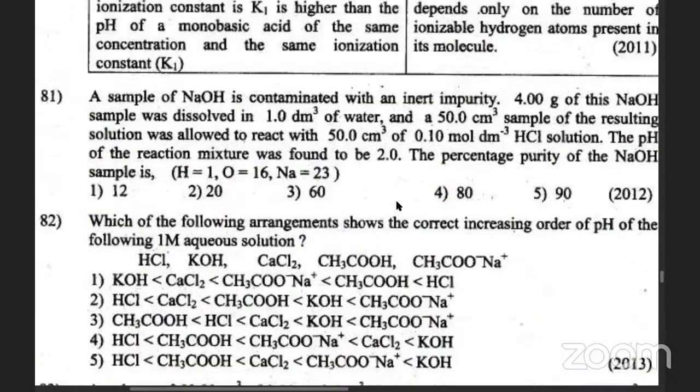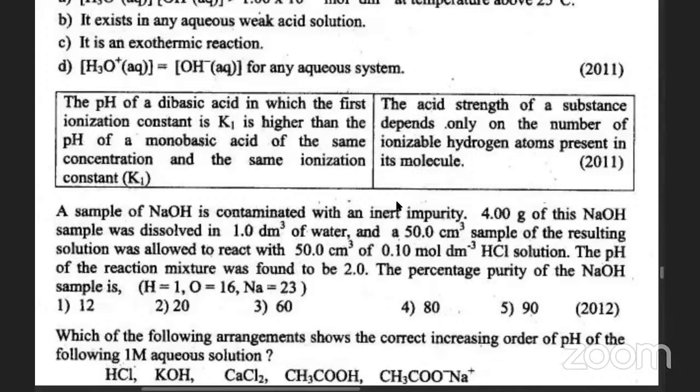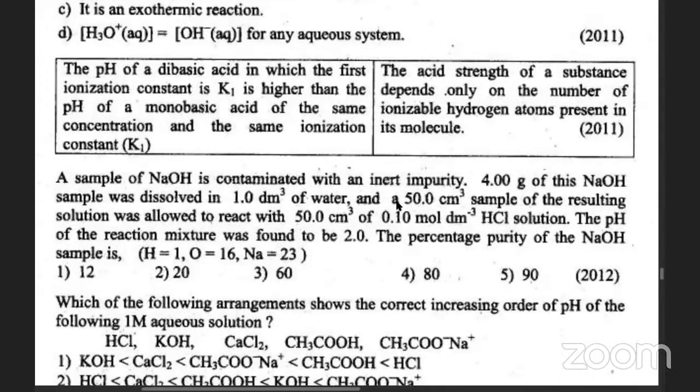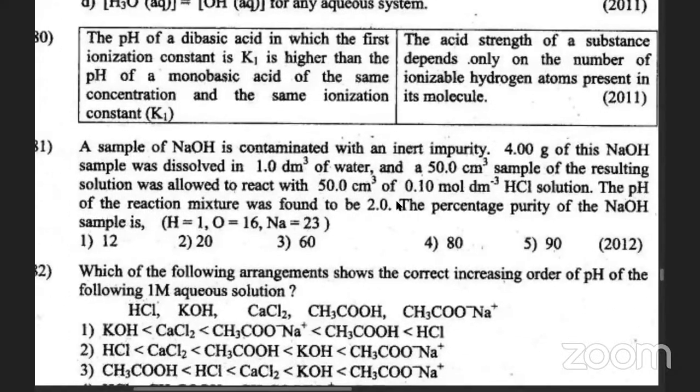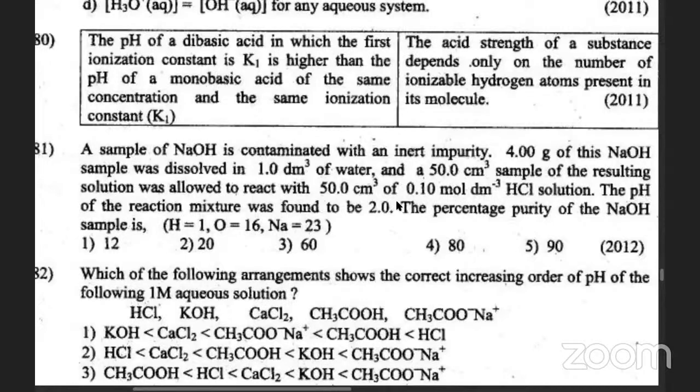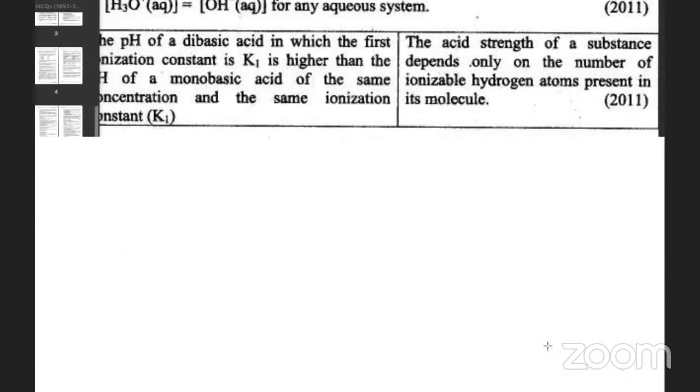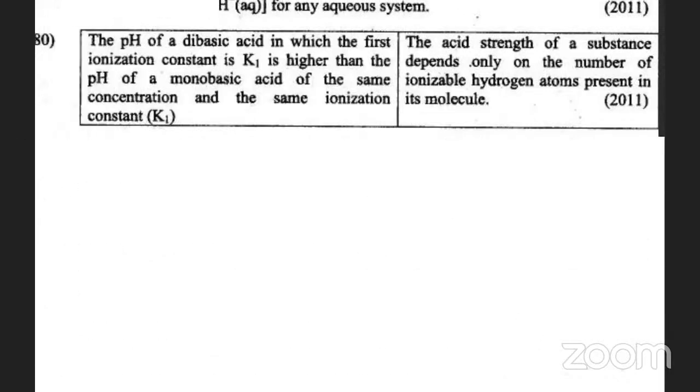2012 done, and then 2011. Right, what is this? 2011. The pH of a dibasic acid in which the first ionization constant is K1 is higher than the pH of a monobasic acid of the same concentration and same ionization constant K1. A lot of information provided. It's better if you can put it into an equational form.